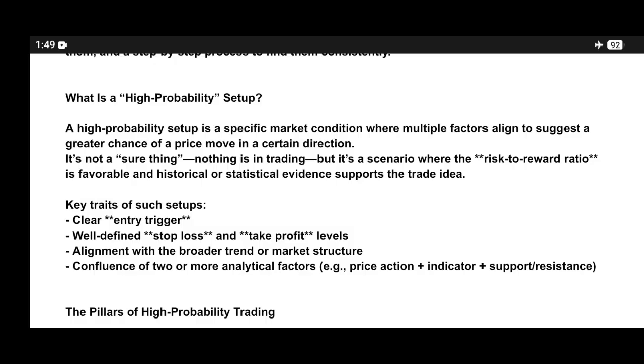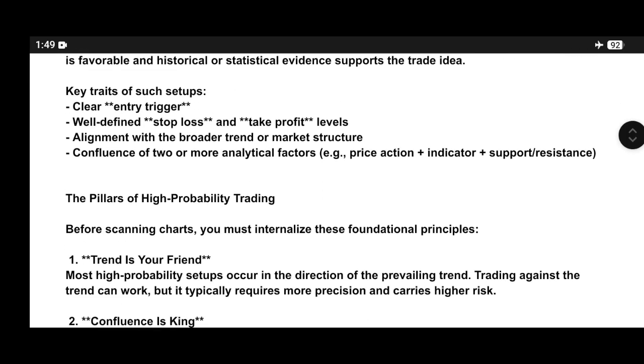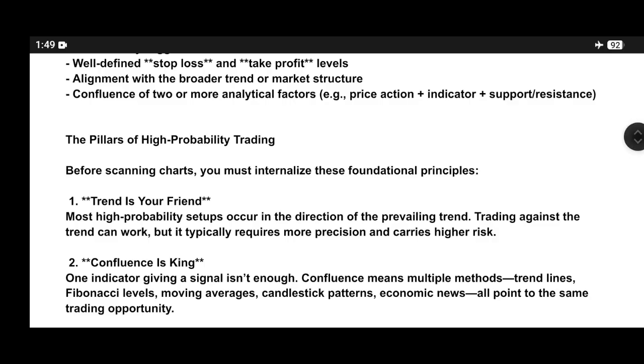Now, what are the key traits of such a setup? Number one, you need to have a clear entry trigger. Number two, you need a well-defined stop loss and take profit level. Number three, alignment with the broader trend or market structure. Number four, confluence of two or more analytical factors, for example, price action plus indicator plus support or resistance. Are you getting me?